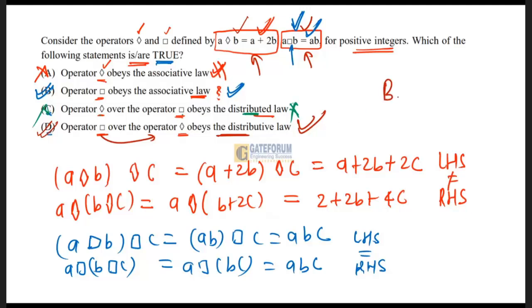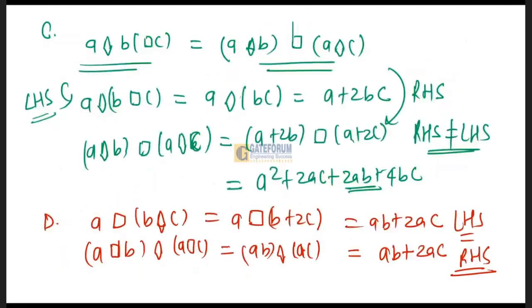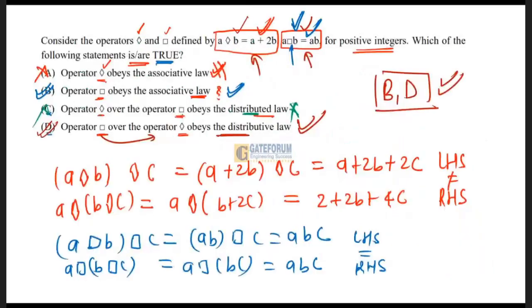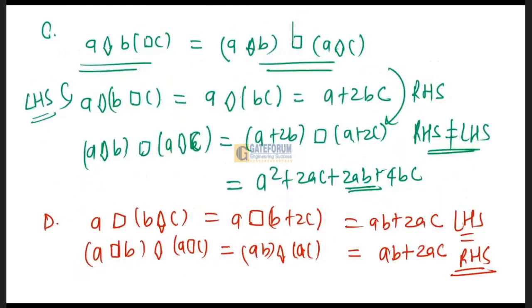So options B and D are true. B and D are the correct answer for this question. I hope it is clear. You only need to derive by taking this equation, and compare LHS and RHS, right? So B and D is the correct answer. I hope it is clear.